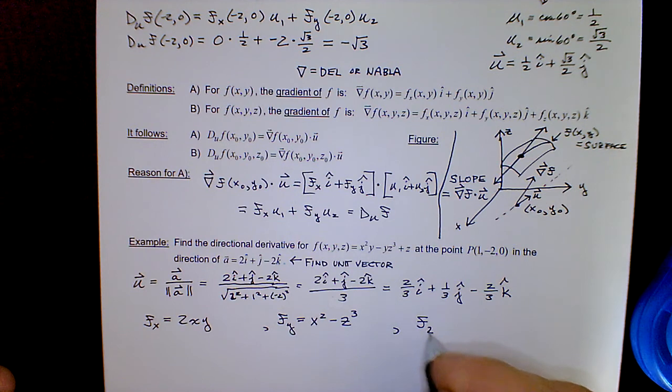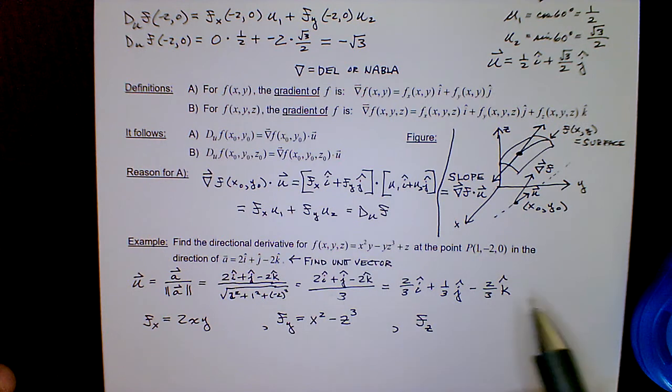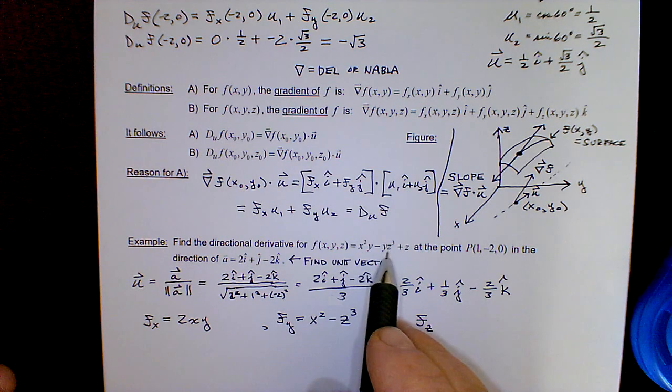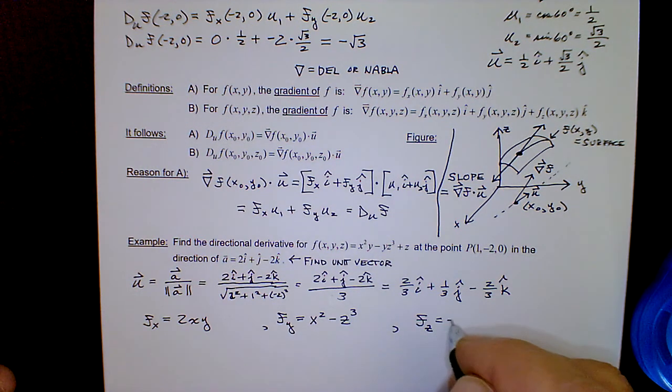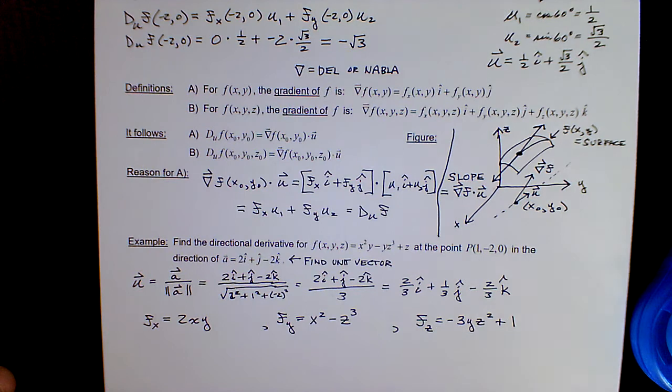And then for f sub z, we have the derivative, so now x and y are constants, so the derivative of x squared y is 0. Here the negative y tags along as a constant, derivative of z cubed is 3z squared, so minus 3y z squared, and then the derivative of z gives plus 1.